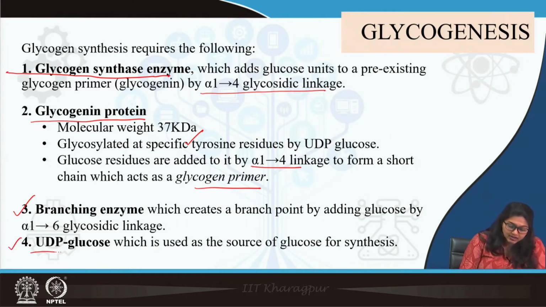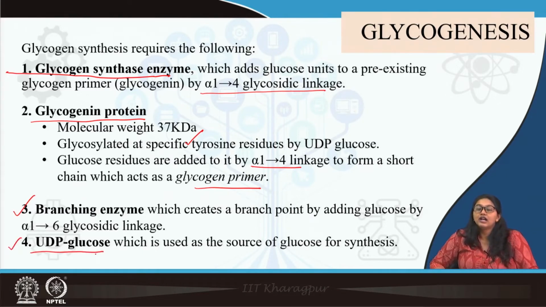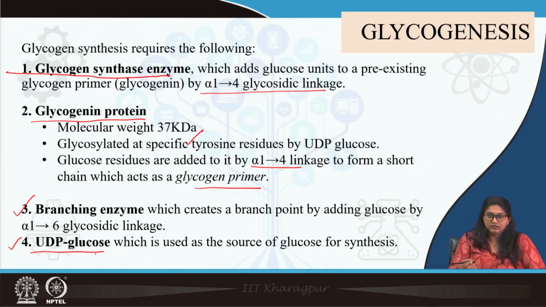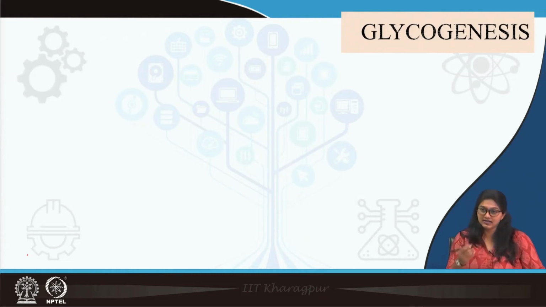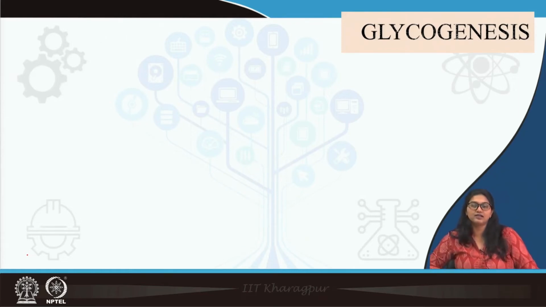Then another important molecule, that is UDP glucose. Remember, all the monosaccharides, all the carbohydrate molecules, cannot directly take part in glucose transfer or other chemical reactions. So, they should be activated by adding some nucleotides or nucleosides actually. So, here glucose is activated by forming UDP glucose by addition of UDP. Now, let us see what happens in this metabolic mechanism one by one.